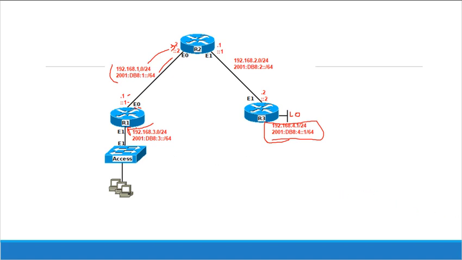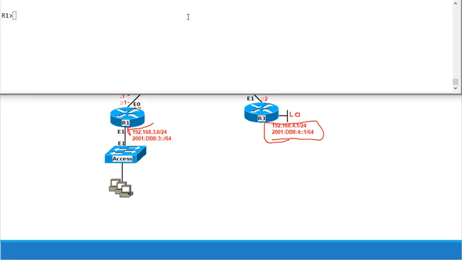So I'm going to go ahead and bring over the terminal window for R1. All right, so I've brought the terminal window over for R1. Let's go ahead and start configuring our named EIGRP. Like I said, I've already put the addressing in, so all we have to do is configure the routing.